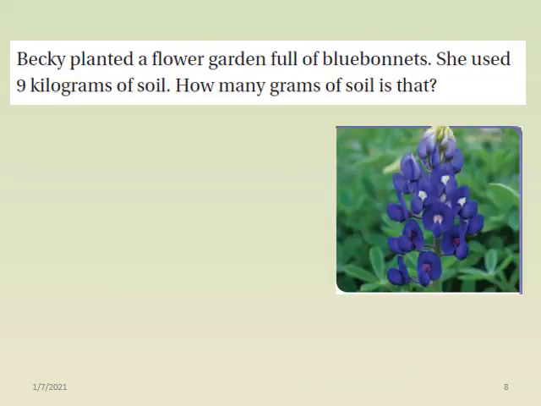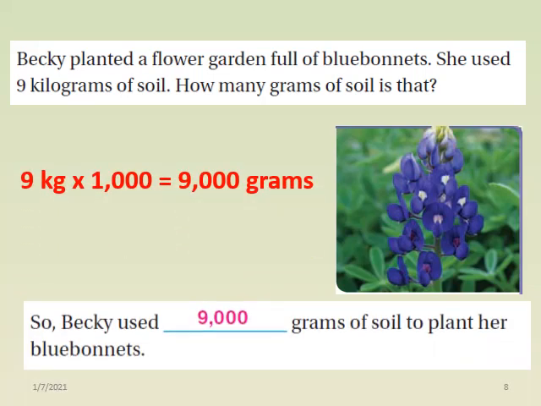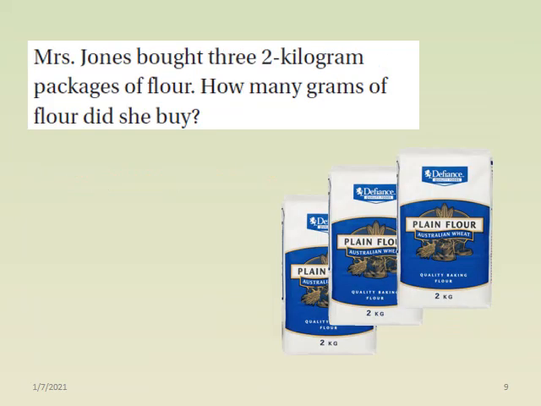Another example, let's read the story problem. Becky planted a flower garden full of bluebonnets. She used 9 kilograms of soil. So how many grams of soil did she use? 9 kilograms times 1,000 will give me 9,000 grams. So she used 9,000 grams of soil to plant her bluebonnets.